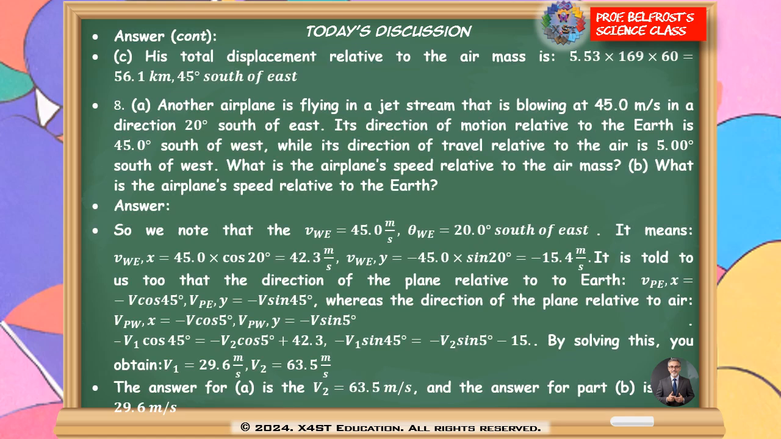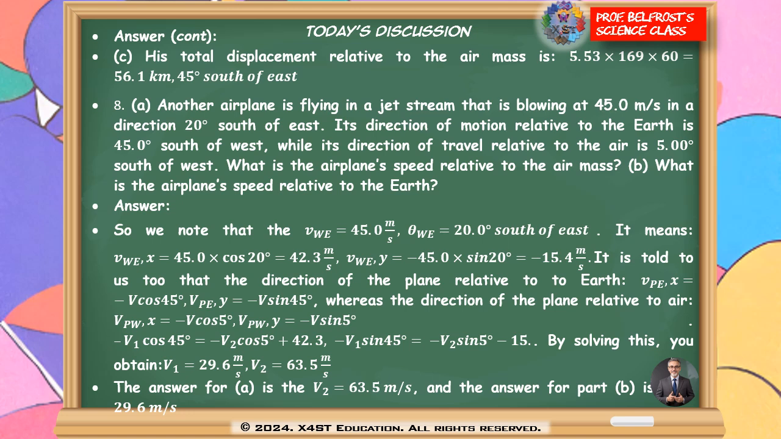And total displacement is calculated by using this data. So 5.53 times 169 minutes. So we need to convert into seconds by multiplying by 60. So it's about 56.1 kilometers, 45 degrees south of east. Now number 8, the last one.